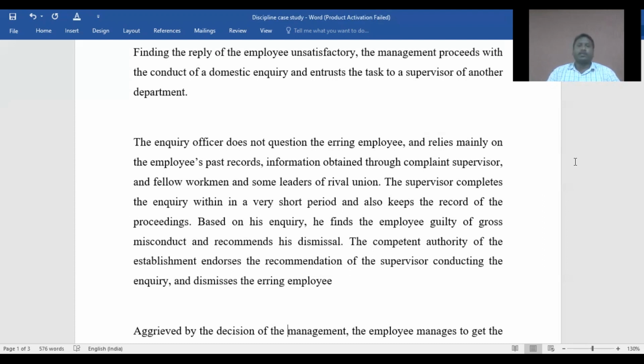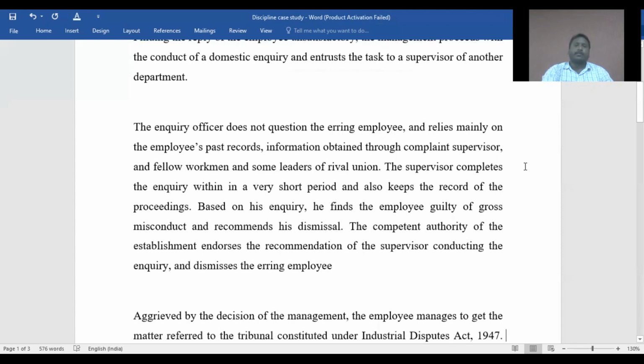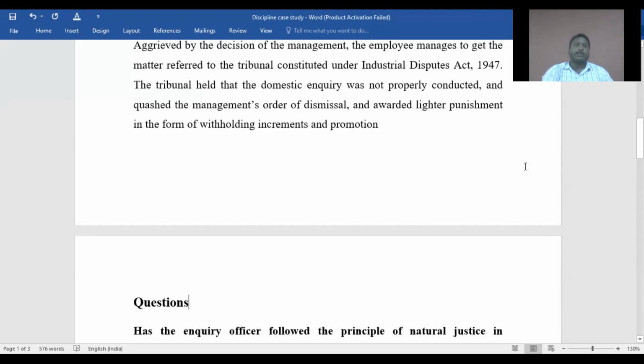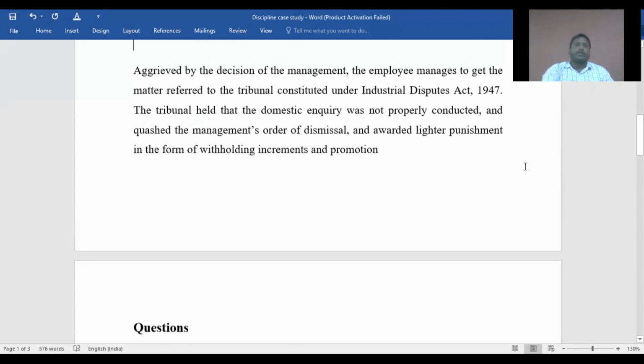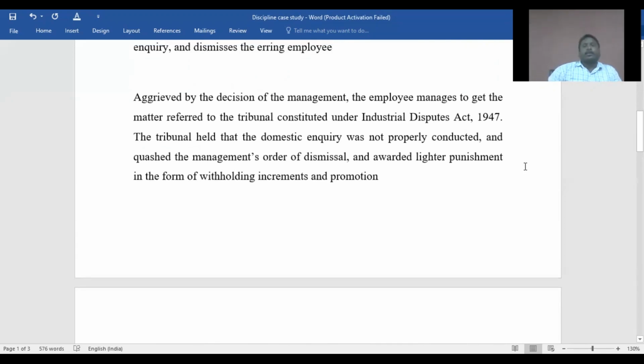So here comes the problem. The employee who was dismissed from work on the grounds of misconduct is not satisfied with the decision taken. He is aggrieved by the decision of the management.